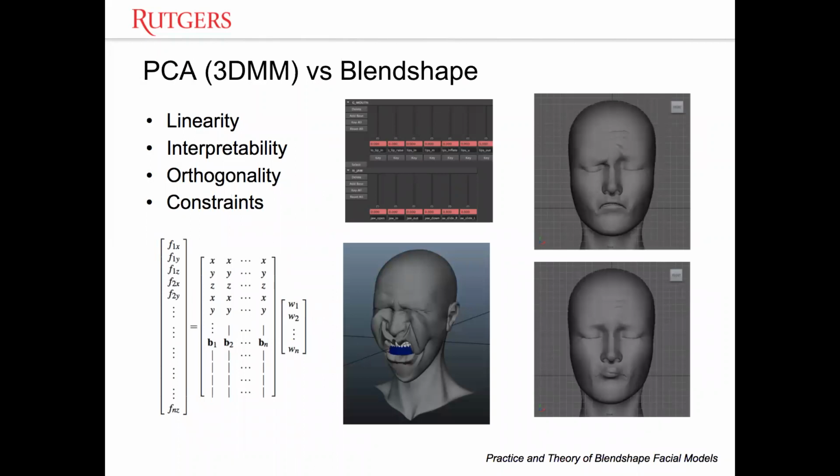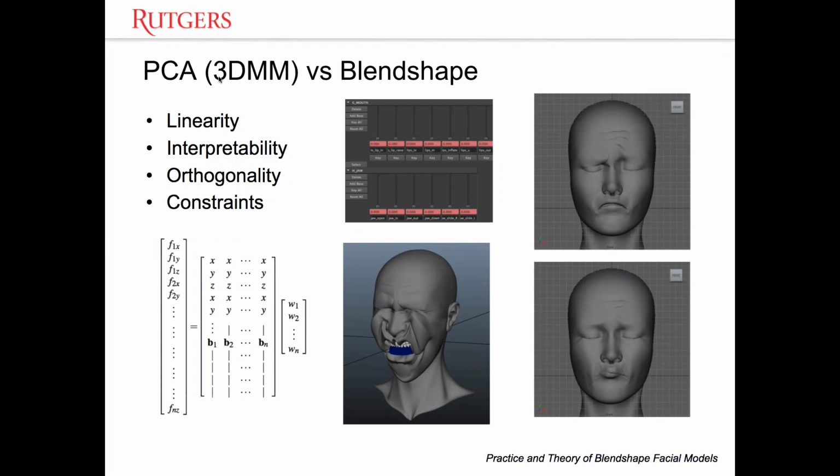Okay, so let's talk about the properties of the two linear models. We're going to discuss four properties: linearity, interpretability, orthogonality, and constraints. For linearity, I would say both models are linear, just a linear combination of the static poses to create new poses. In terms of interpretability, because blend shapes are created for specific reasons, they are mapped to semantics like mouth open, jaw opening.